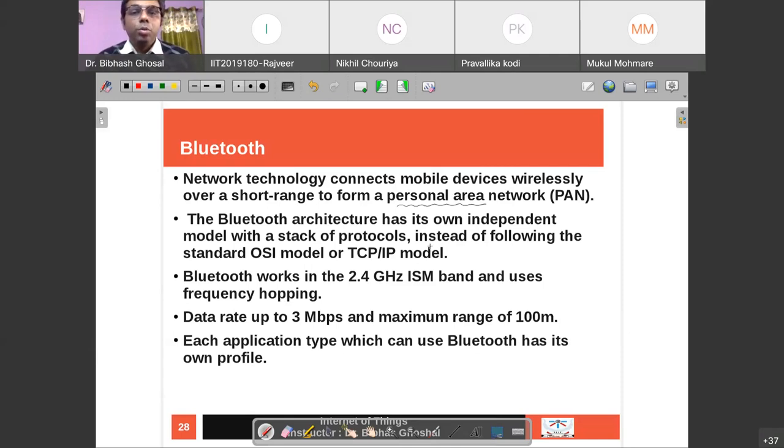So Bluetooth has its own stack, which is very important. We'll talk about that. Instead of following the OSI model, it has its own stack, very similar to how 6LowPAN has its own stack. Bluetooth works at the 2.4 gigahertz band, and it uses frequency hopping, so you can move from one frequency to the other. The data rate is 3 Mbps and the maximum range is 100 meters. So this is basically the Bluetooth protocol.